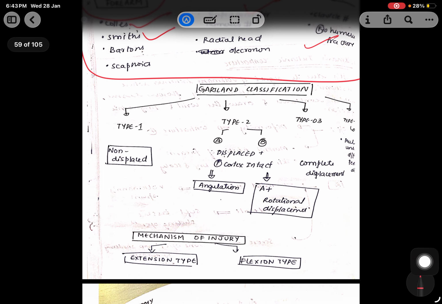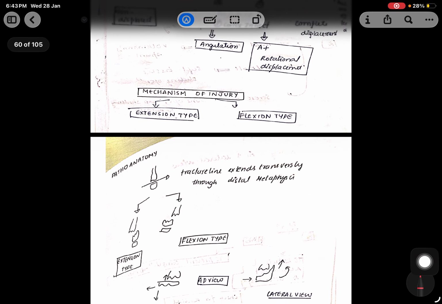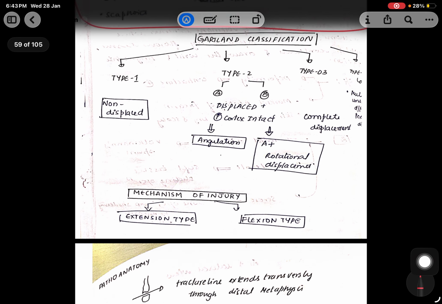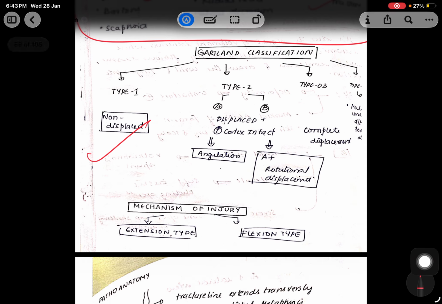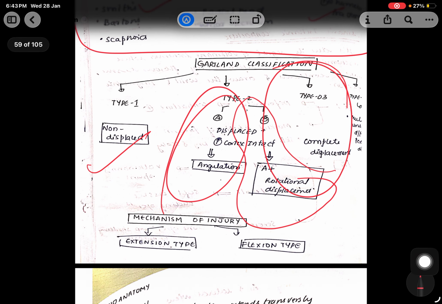Okay. Then this is about the Gartland classification. Depending on the extent of the injury, you might have an undisplaced fracture, which falls under type 1. If it's displaced, then you see how the angulation is. If there is angulation, then it goes with type 2A. If there is any rotational displacement, then it will go to type 2B. If there is complete displacement, then it's type 3. Type 4 is due to persistent instability. Okay.